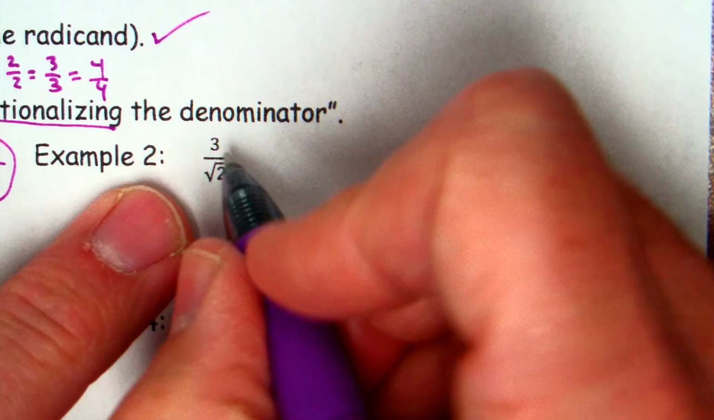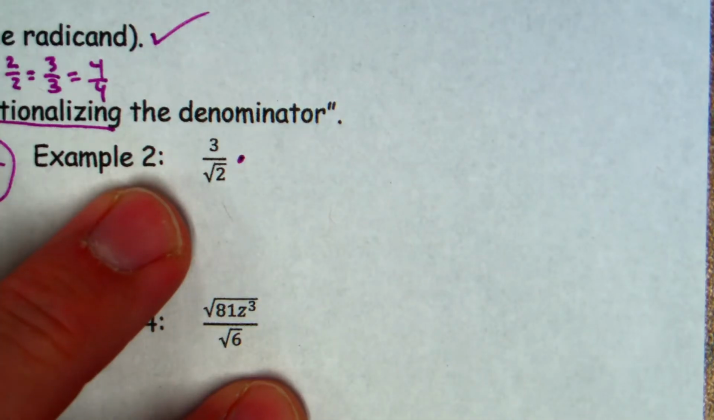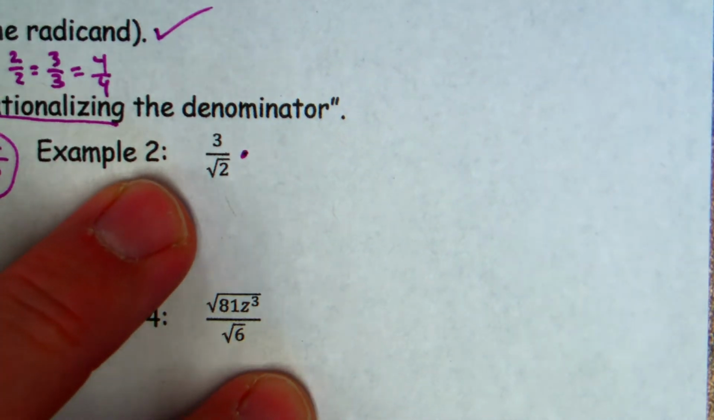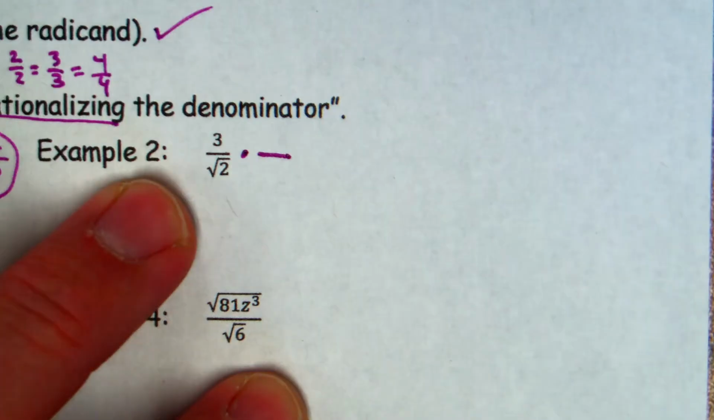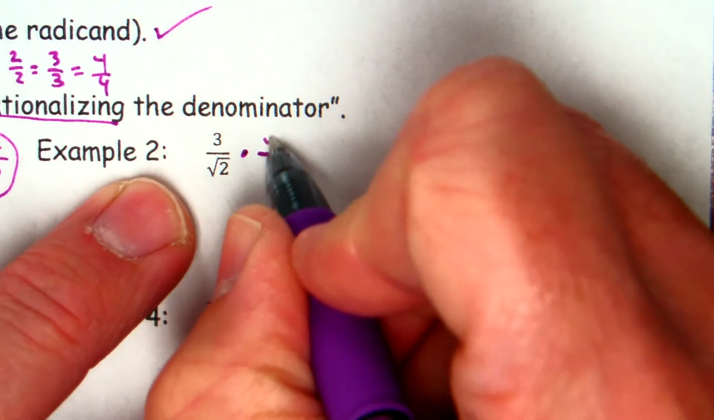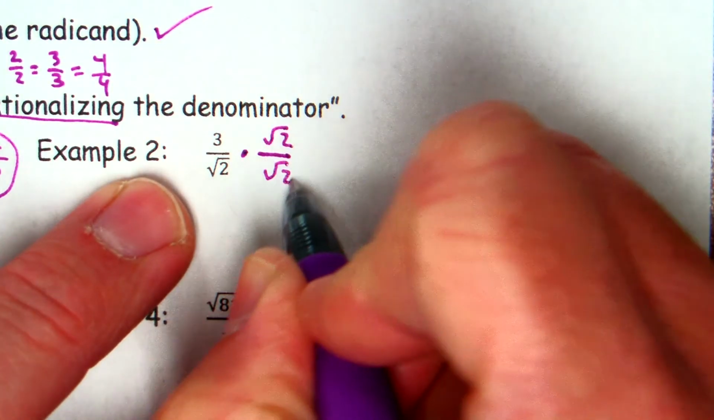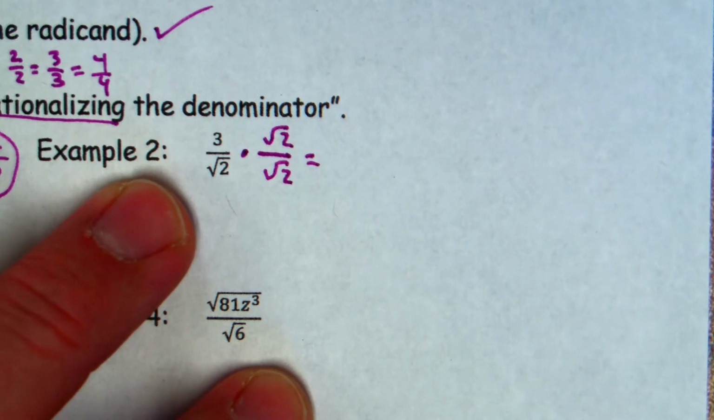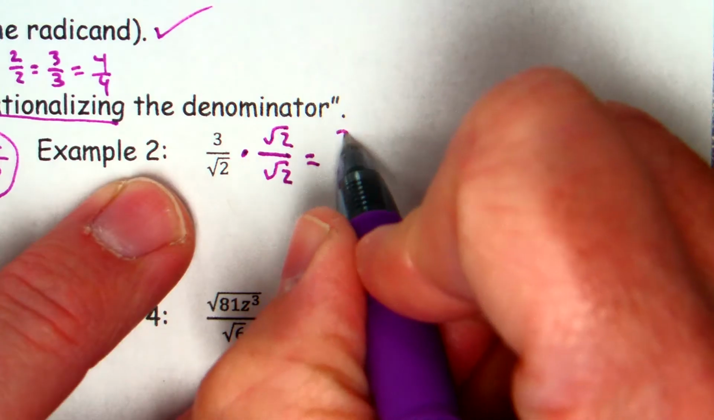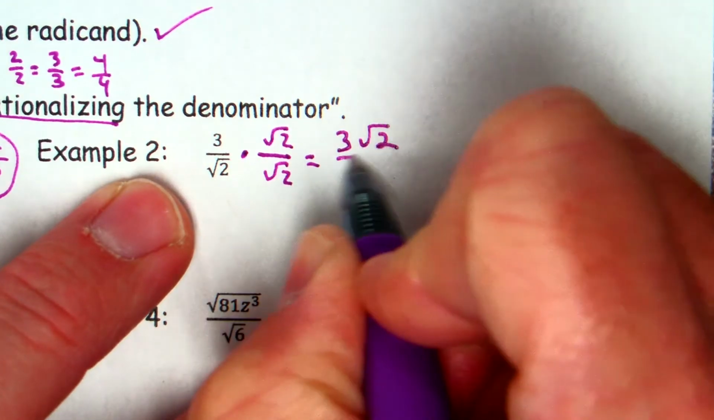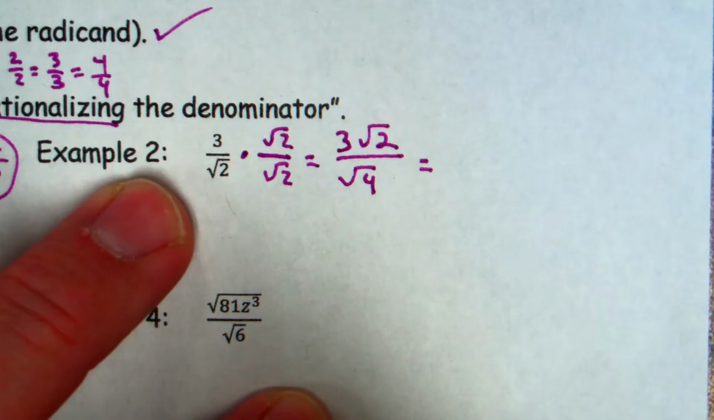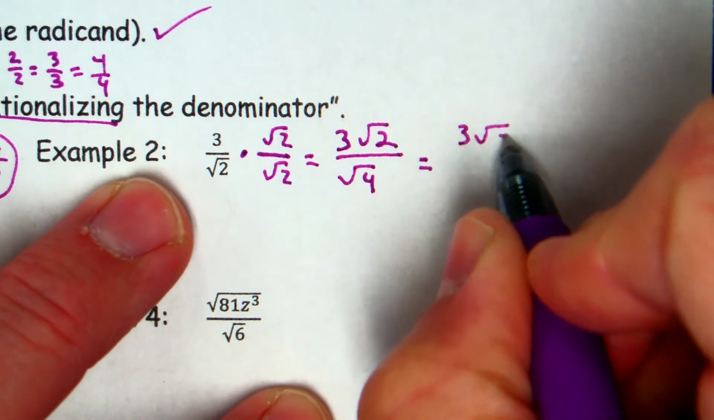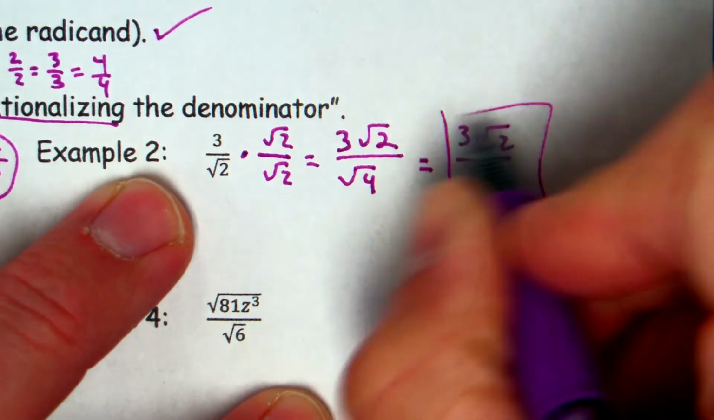To get rid of it, I'm going to multiply by 1. It's going to change the way this fraction looks without changing its value. But the version of 1 I pick is very specific. Do you know what I'm going to use? Radical 2 over radical 2. Do you know why I chose that? The numerator is 3 radical 2. The denominator is radical 4. And radical 4 is a perfect square.